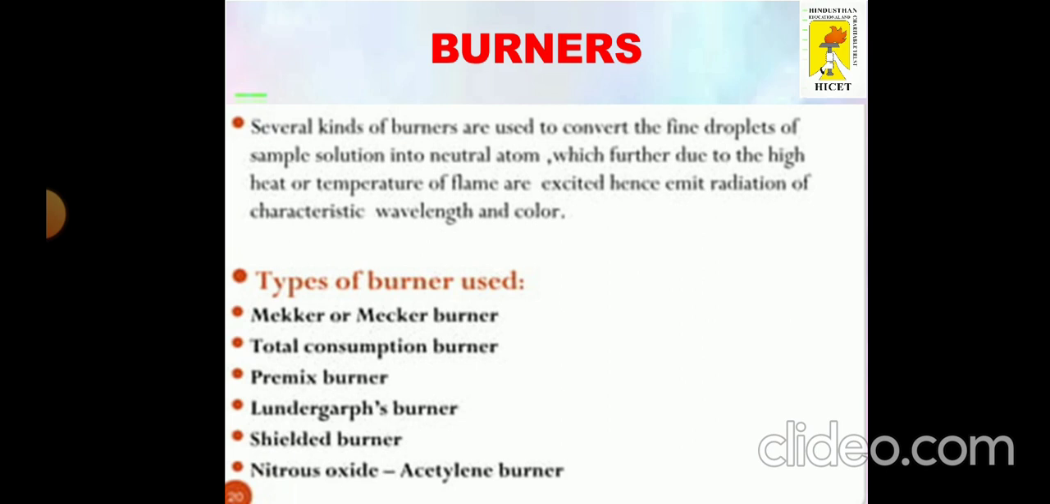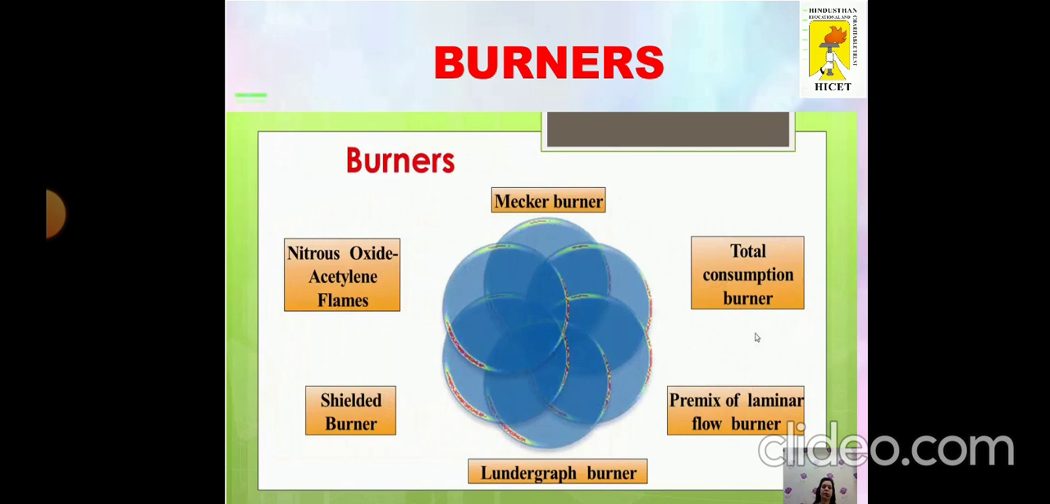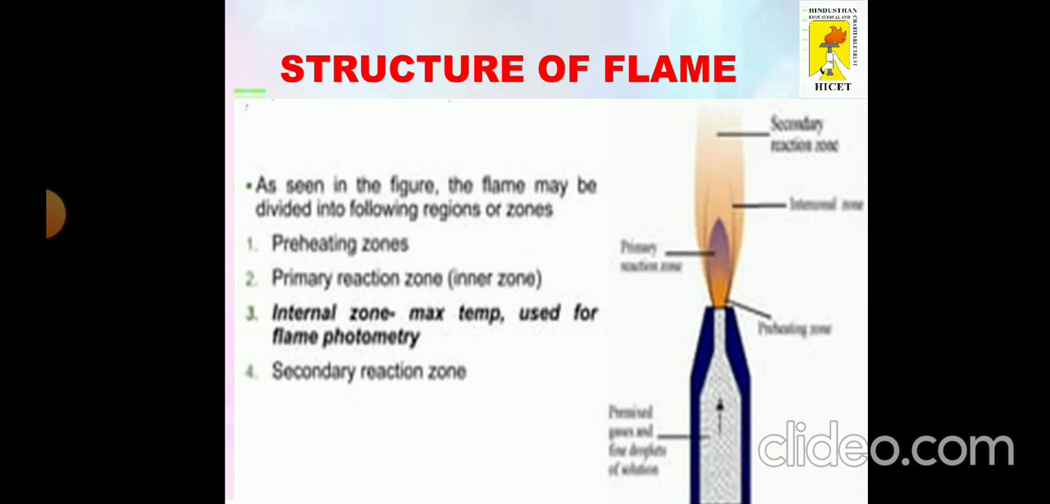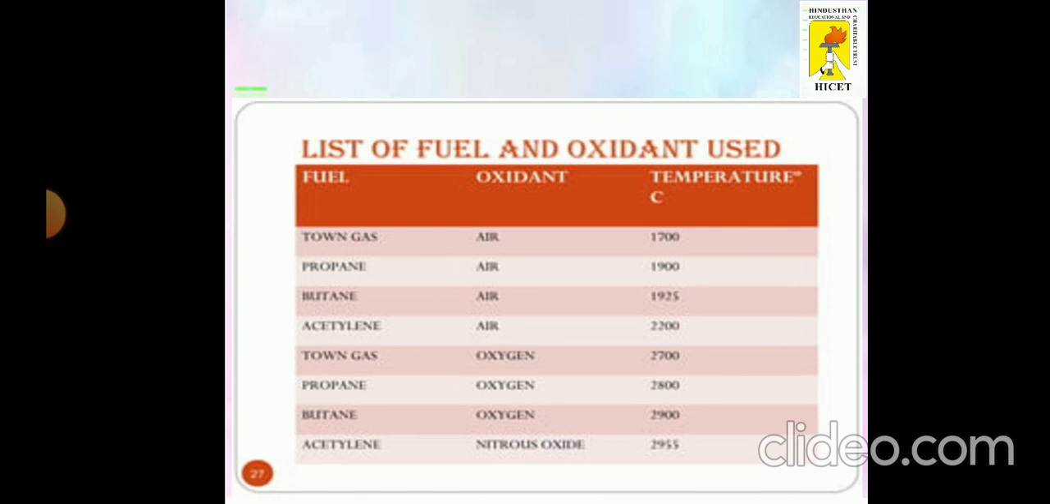Burners. There are different types of burners used: Meker burner, total consumption burner, premix burner, and nitrous oxide acetylene flame. The nitrous oxide acetylene flame is superior to the other flames for effectively producing free atoms. Structure of the flame: we can see the different zones: primary zone, preliminary zone, internal zone, and secondary reaction zone. These are the fuels and oxidants used in the flame photometer.